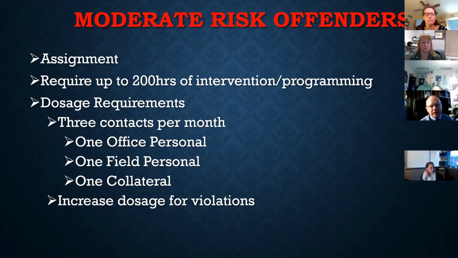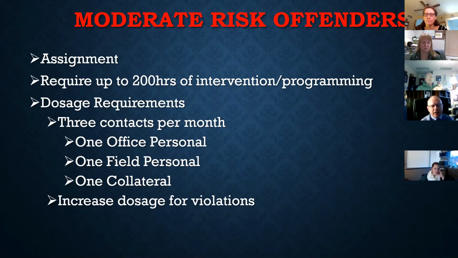Now, realistically, for an individual to get up to 200 hours of intervention with lack of resources is difficult. But we do our best, again, as we build more skill sets for our probation officers like ethics and so forth, we'll be able to build our resources out in the community to provide more services to try to achieve that 200 hour recommendation. But look at our dosage requirements. 3 contacts per month, 1 in the office, 1 in the field, and 1 collateral. Collateral could be a wife, employer, neighbor, family member, those type of individuals.